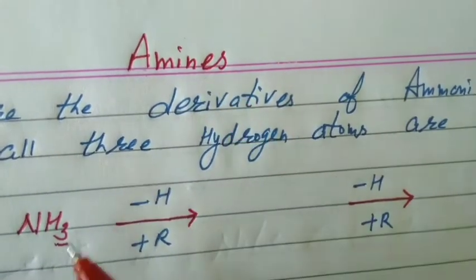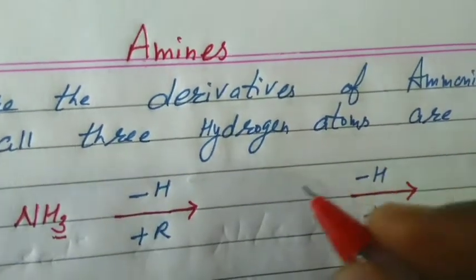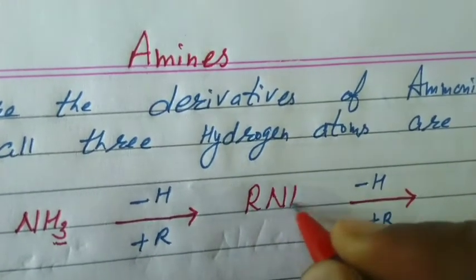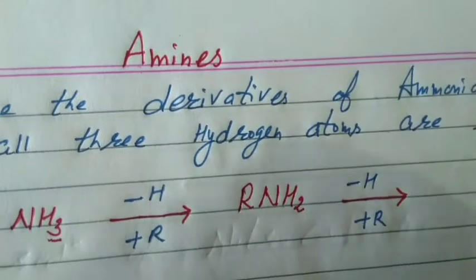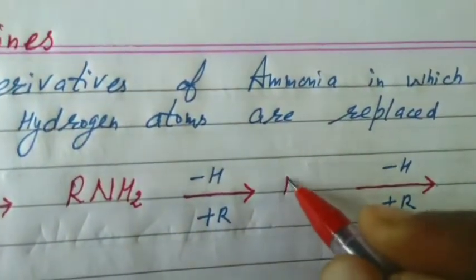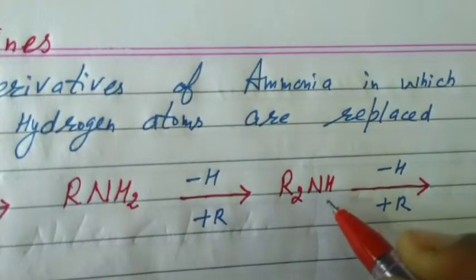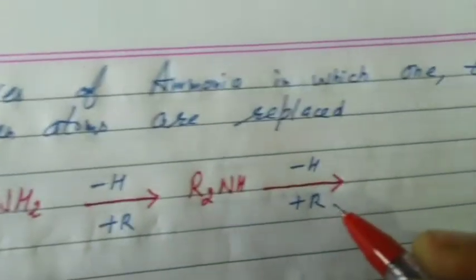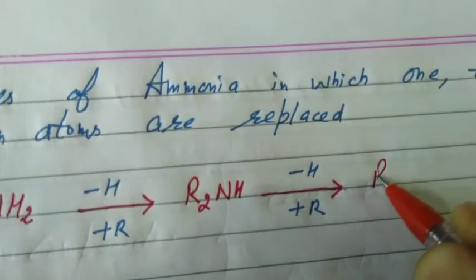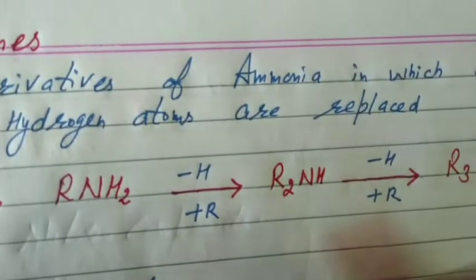The parent compound of amines is ammonia. Substitute a hydrogen atom with an alkyl group. What we got, students? RNH2. Further substitute the next hydrogen atom with an alkyl group. We got R2NH. Further substitute the remaining hydrogen atom with an alkyl group. At last we got R3N. We call them amines, 1 degree, 2 degree and 3 degree.